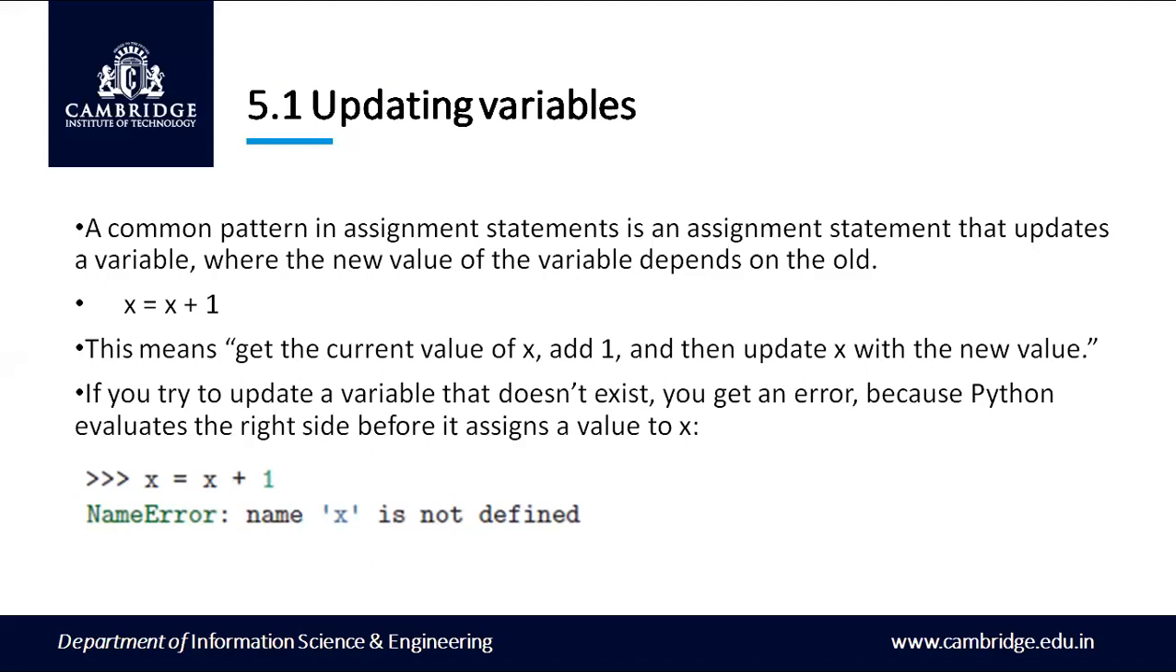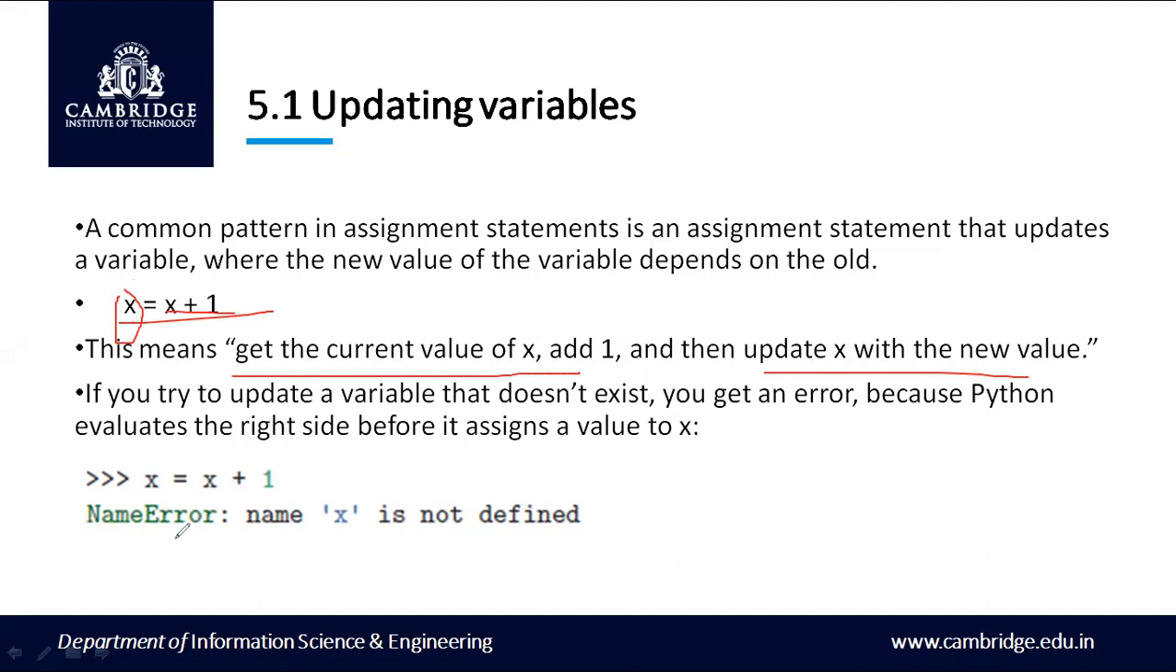Let us start with the first topic, that is updating variables. A common pattern in assignment statements is an assignment statement that updates a variable, where the new value of the variable depends on the old. Here you can see we have x is equal to x plus 1. When I execute this statement in the Python shell, it gives me an error because x is not defined. There is no value for x, so it cannot increment. This means get the current value of x, add 1 and then update x with the new value.